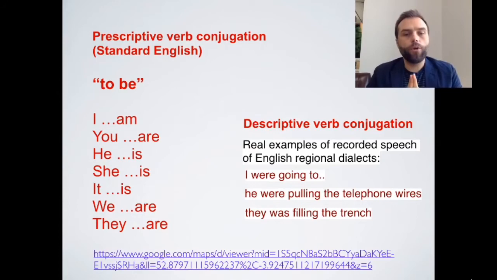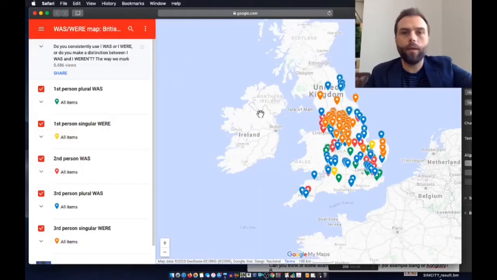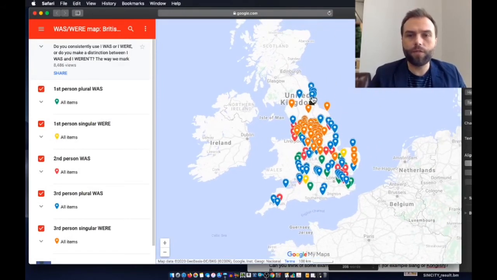Okay, so I want to share with you now a map here. And actually this map is through the British Library. I found this link through the British Library. And on this map, you can see all of these different points on the map of England. And these represent recordings. So these are recordings that were made by regional speakers throughout England.